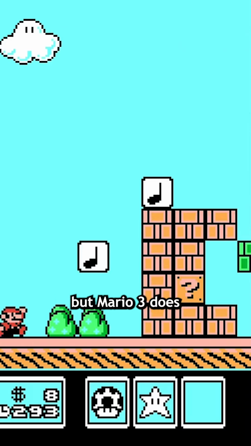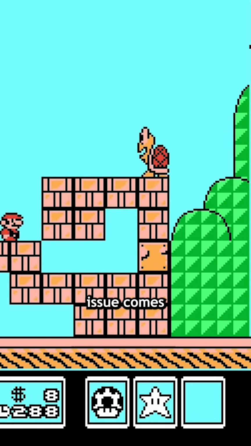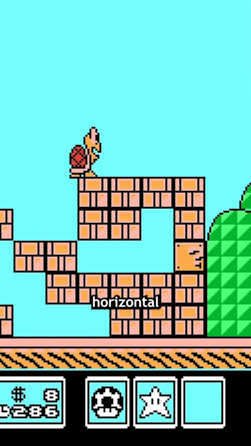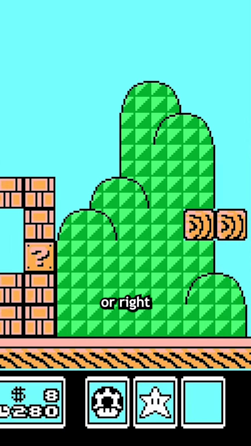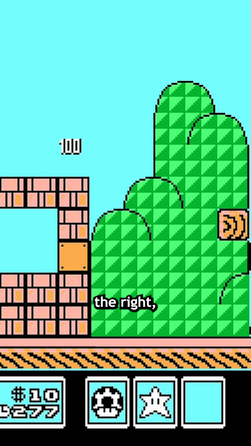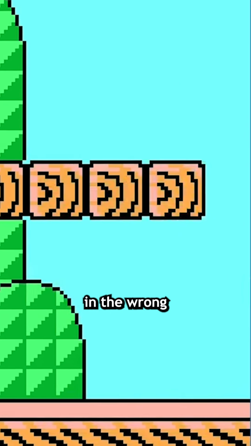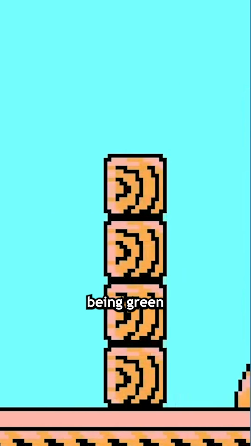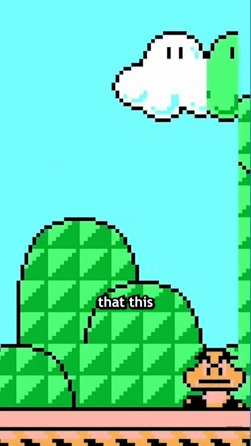But Mario 3 does both at once, so which one does it use? This is where the fundamental issue comes in. Mario 3 uses horizontal mirroring, meaning it can seamlessly scroll up and down, but not left to right. Tiles are loaded directly on the right, allowing the player to see artifacts in which the wrong tiles are displayed, and they're in the wrong palette, often being green. There are ways to cover this up anyway, but obviously Nintendo decided that this was acceptable.